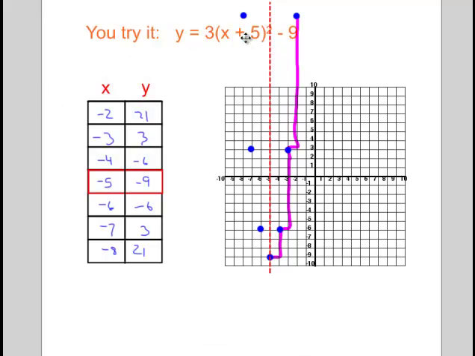Alright, so here it is almost finished. Vertex at -5, -9. A value at 3, it opens up, over 1, up 1 times A, 1 times 3. Over 1, up 3, over 1, up not 3, but 9. Over 1, not 5, but 15. And then connect those points in a nice smooth curve if you can, and you got your parabola.